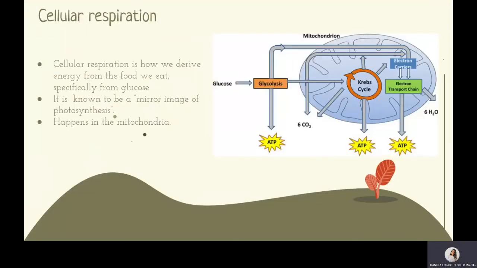Hello there, my name is Maria Yamila Quiroga Caldera, and I'm going to explain cellular respiration. Firstly, cellular respiration is how we derive energy from the food that we eat, specifically from glucose. It is known to be a mirror image of photosynthesis, and it happens in the mitochondria.